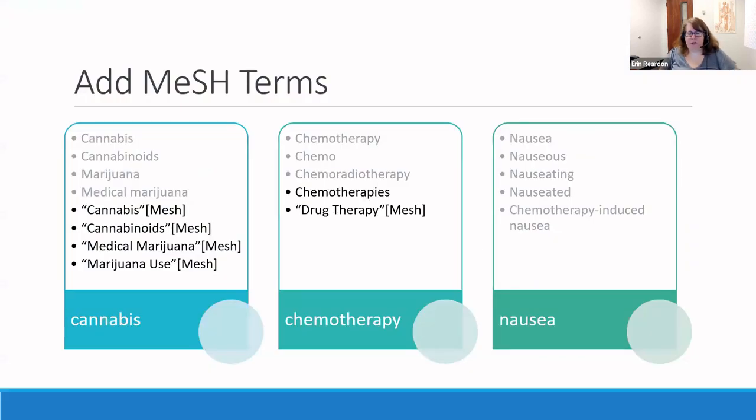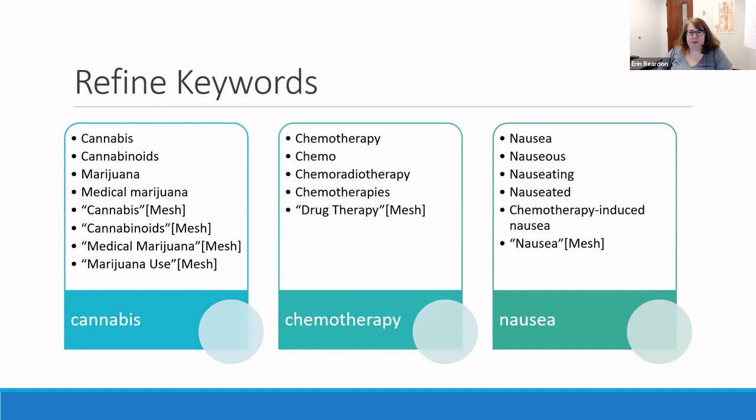I see your questions in chat and I'm going to get to them. So what I ended up doing for the chemotherapy concept was that I put in the drug therapy mesh term, but then also chemotherapies as a keyword as well. And then we would do the same thing for nausea. Spoiler alert, for nausea, the mesh term is just nausea.